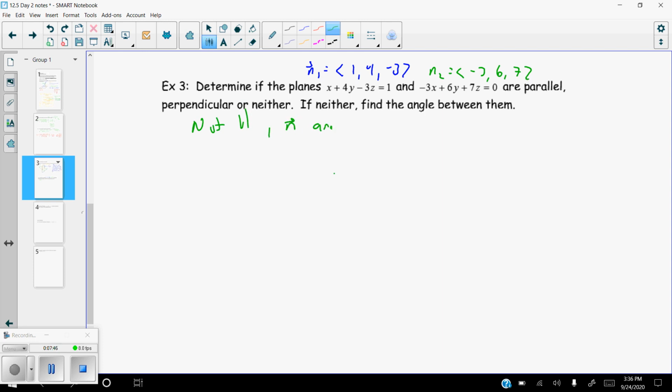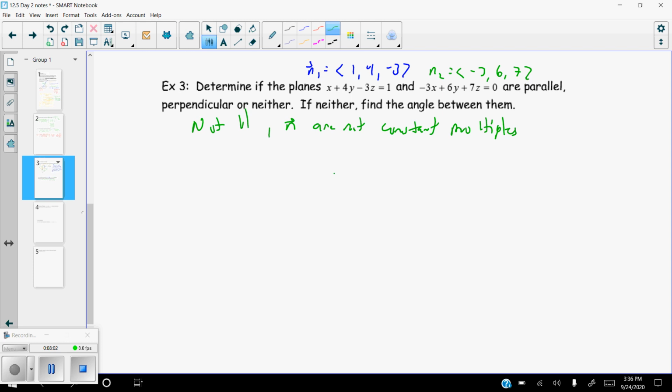So we can just say, not parallel, normals are not constant multiples. Okay, that's the easiest check. Just check to see if something times one of your vectors gives you the other vector. If that's not the case, they're not parallel.